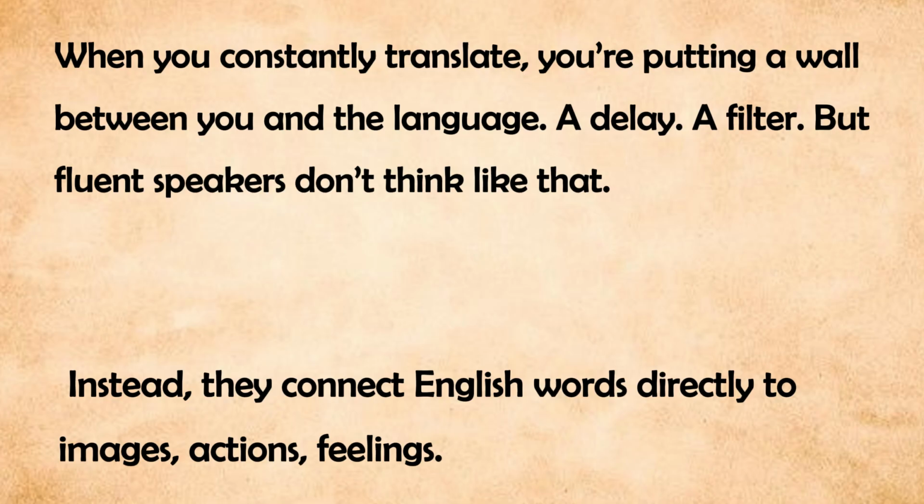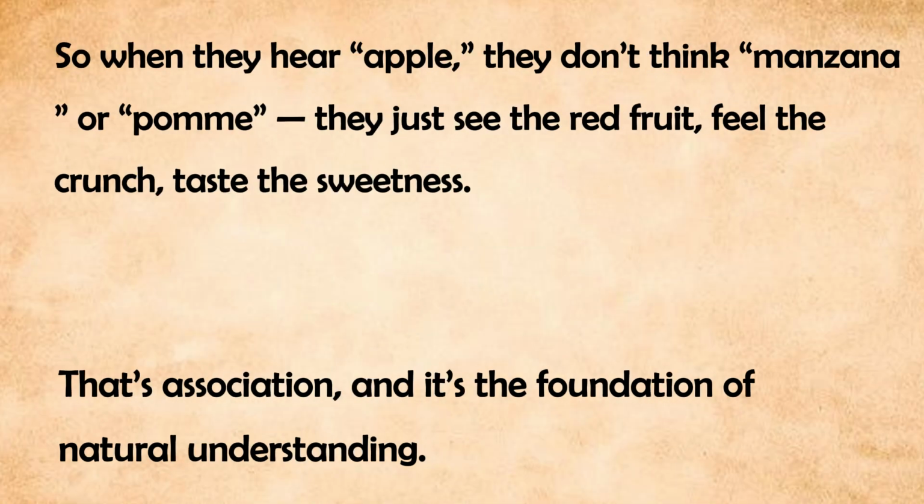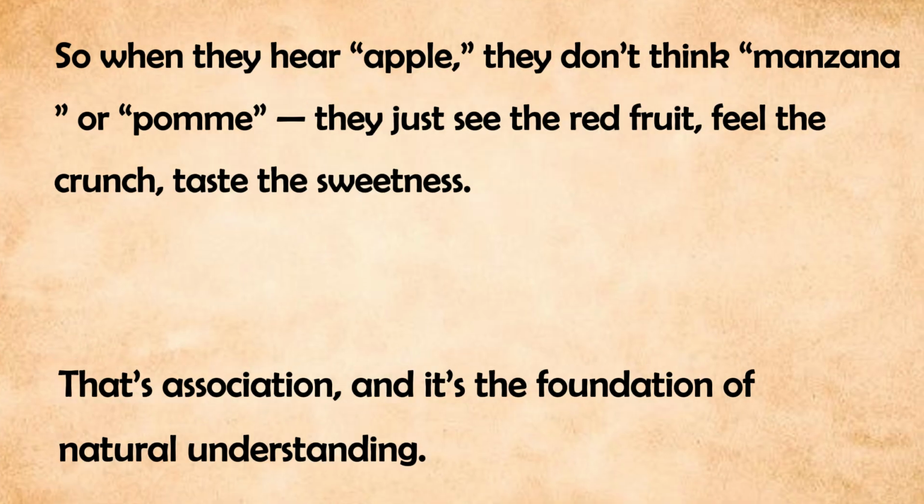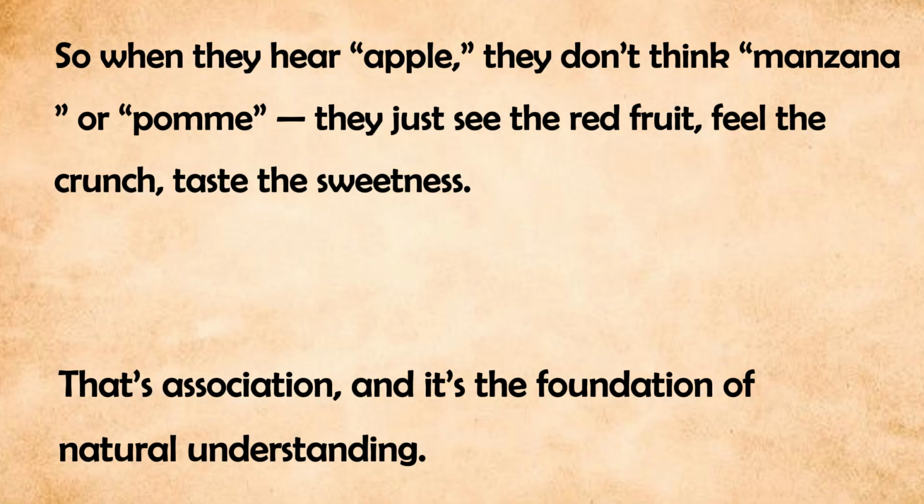But fluent speakers don't think like that. Instead, they connect English words directly to images, actions, feelings. So when they hear apple, they don't think manzana or pomme. They just see the red fruit, feel the crunch, taste the sweetness. That's association, and it's the foundation of natural understanding.